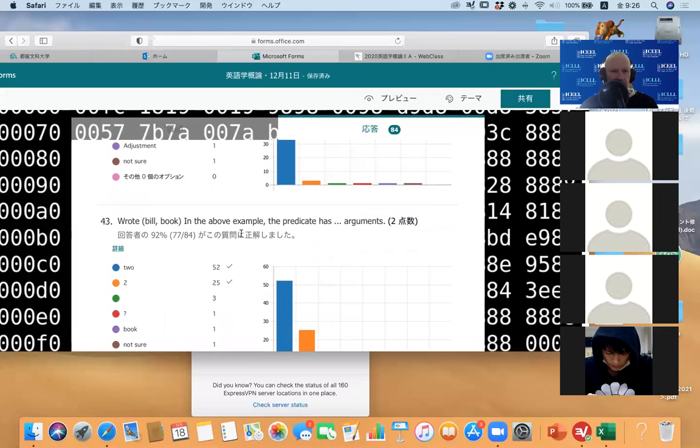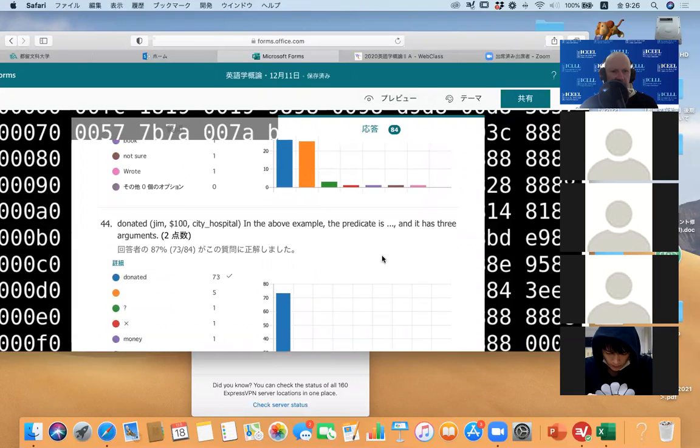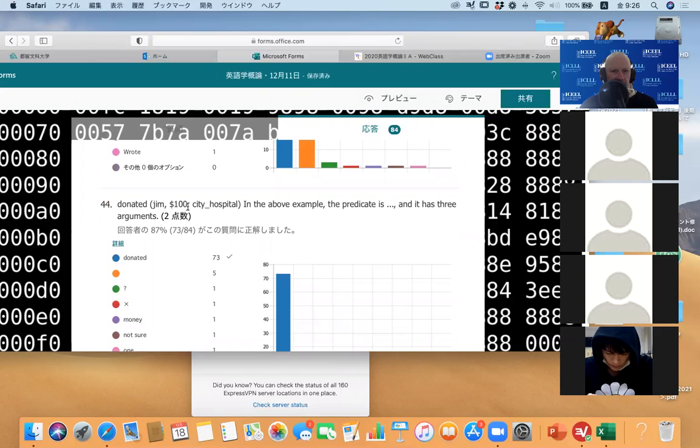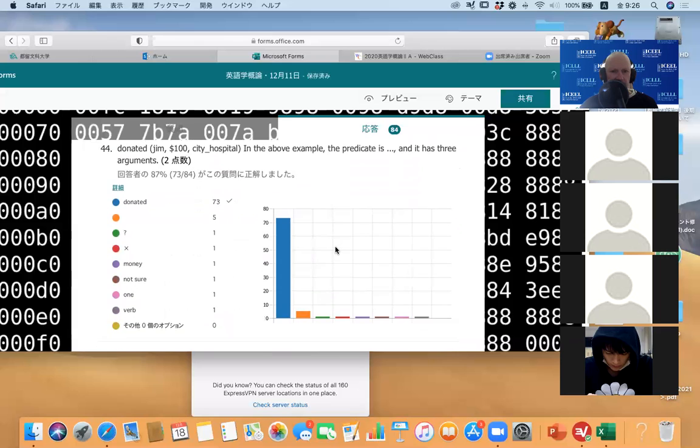Wrote bill book. In the above example, the predicate has two arguments. Yes, yes, yes. Donated gym, $100, City Hospital. In the above example, the predicate is donated, and it has three arguments. That's right.